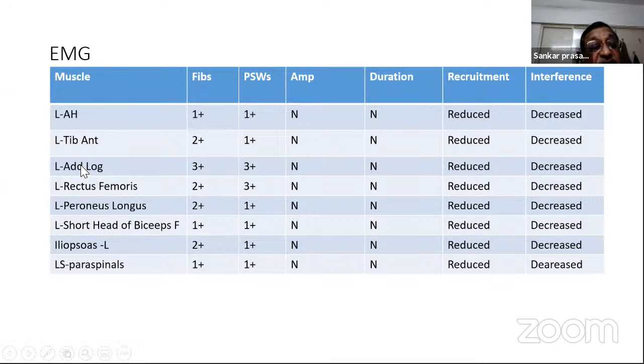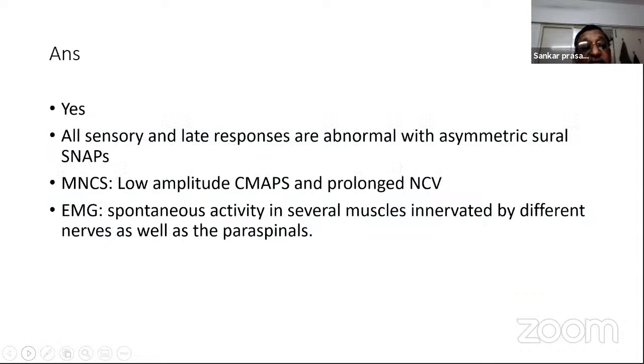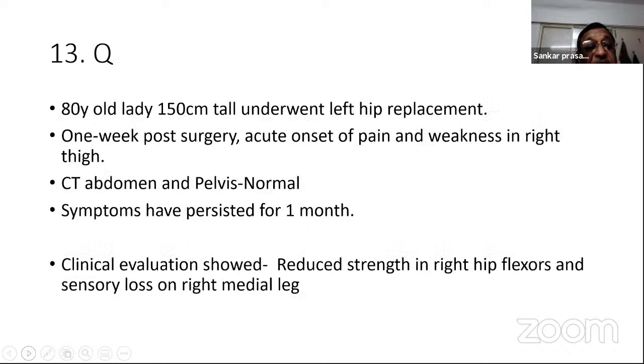Peroneus longus, rectus femoris, adductor longus, tibialis anterior. All the recruitments and interference are decreased. The amplitudes are normal, but you got fibs and positive sharp waves in these. So all sensory and late responses are abnormal with asymmetric SNAPs, low amplitude CMAPs, prolonged nerve conduction velocity, spontaneous activity in several muscles innervated by different nerves as well as paraspinals. So there is a problem here, that is radiculoplexopathy. Asymmetric SNAPs are also showing abnormality, and you got a paraspinal abnormality. It is a mixed picture.